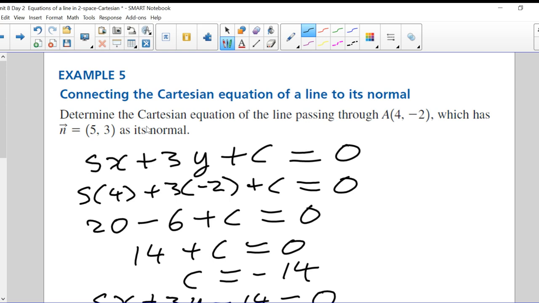Why does using the normal work? Well, here's the thing about math, Zia. Pattern recognition is a big part of math. If you see a pattern which consistently links your destination with the method that you are using, then continue to use it. What you're noticing is that the normal, as you work your way through the components, always works out to be the coefficients of the x and the y.